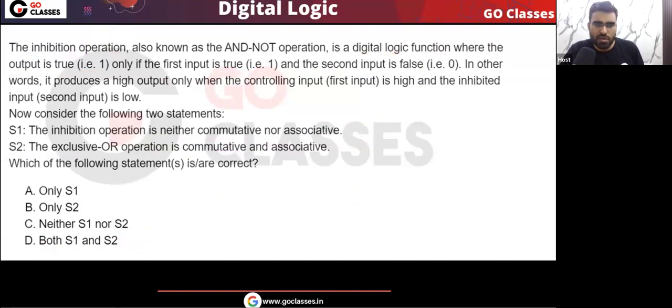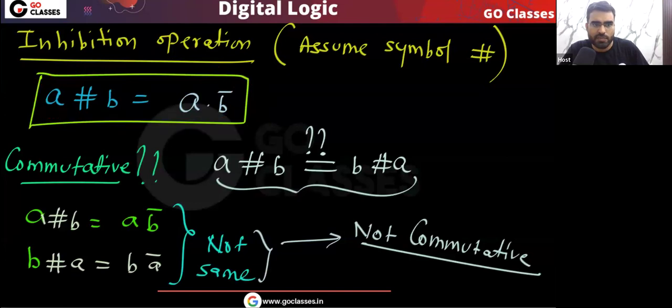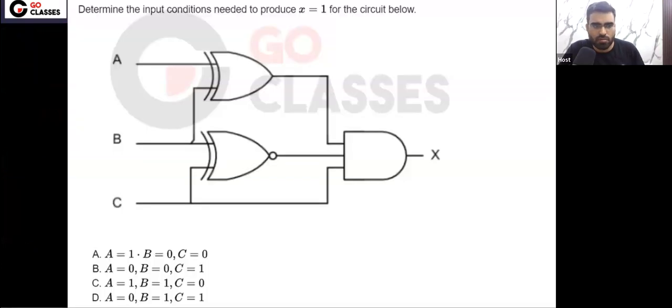Very simple question. A new operation, the inhibition operation, is defined. The definition is given to you. The output of this operation will be 1 only if the first input is 1 and the second input is false. So this definition of the new operation is already given to you. From this, you can see that A inhibition B is equal to A B bar. Now you can check for commutative and associative property. Very simple. Now let's move on.